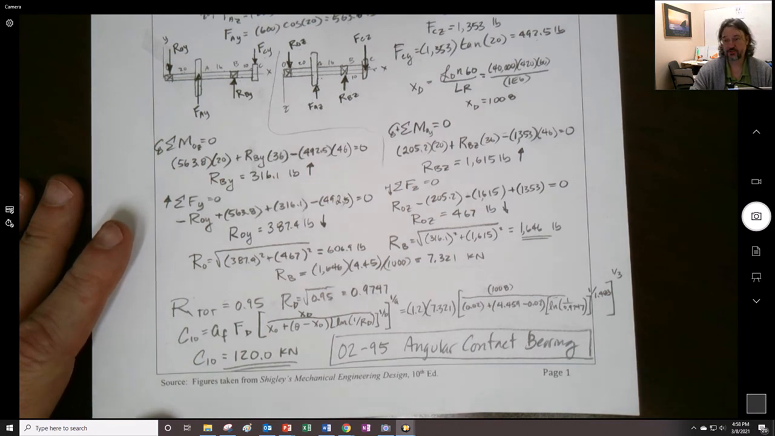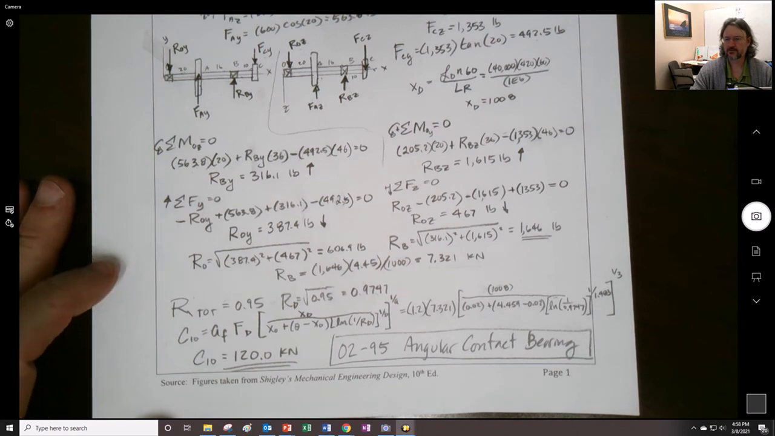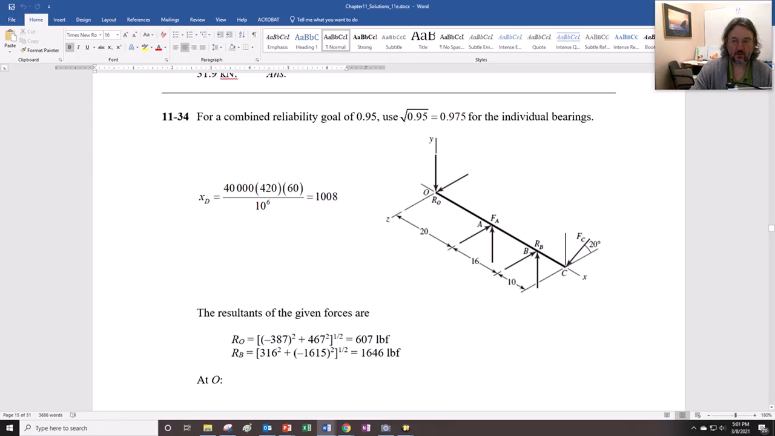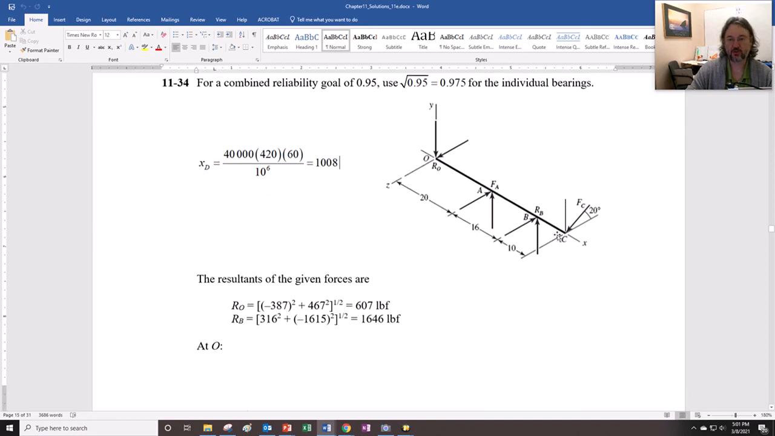So this was 32 minutes. It's a long example. I'm going to take a look and show you that this was the solution. Let's take a look at the solution manual. Okay, so I think I see there was actually some difference between what I did and what is in the solution manual. First off, you'll see that they have the combined reliability right here. They use the 0.975. They got the same thing here for the XD. We could also see that we had the 607, yep, and the 1646, sure, when it came to the total amount of bearing load on each.